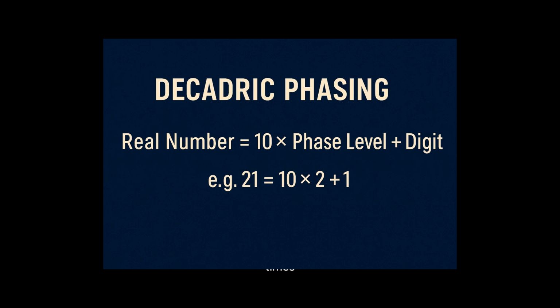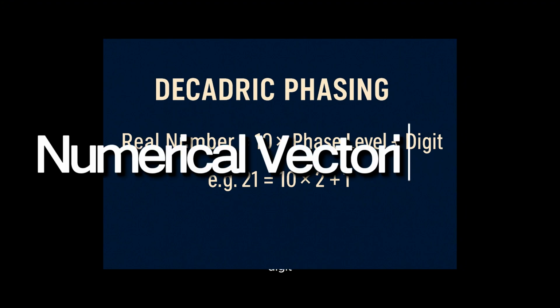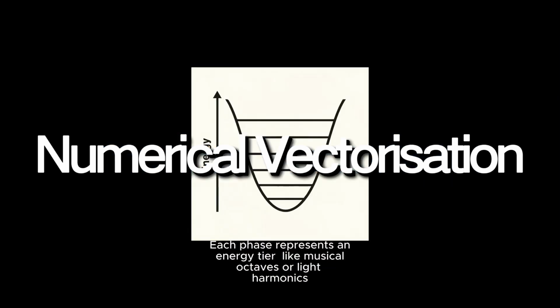Real number equals 10 times phase level plus digit. I call this relationship Decadic Phasing. This concept, which I have named Decadic Phasing, visualizes numbers as a combination of phase, energy level, plus vibration, digit. Each phase represents an energy tier, like musical octaves or light harmonics.